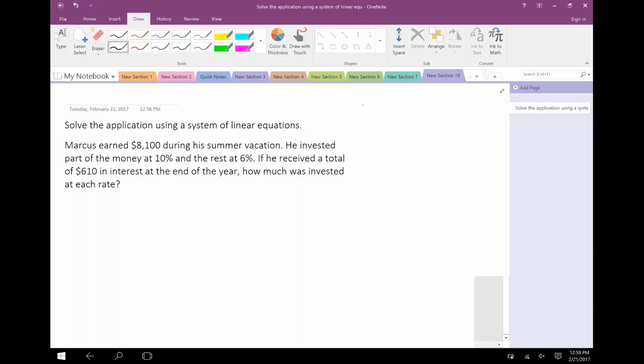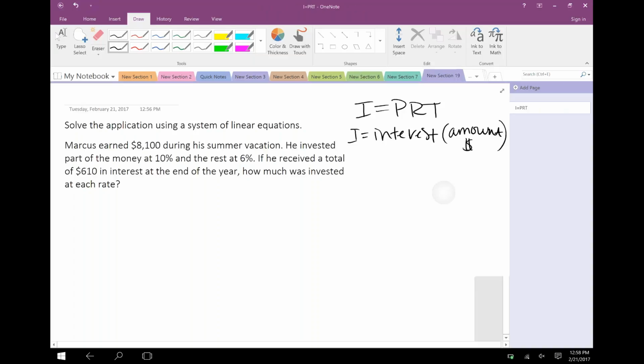So you're going to need to be familiar with the interest formula, which is I equals PRT. Some people call that the PERT formula. So I is your amount in interest. We'll put the amount, not the rate, okay? P is your principal, or the amount that you are investing, your starting amount. R is the rate, it's the percent, and then T is time.